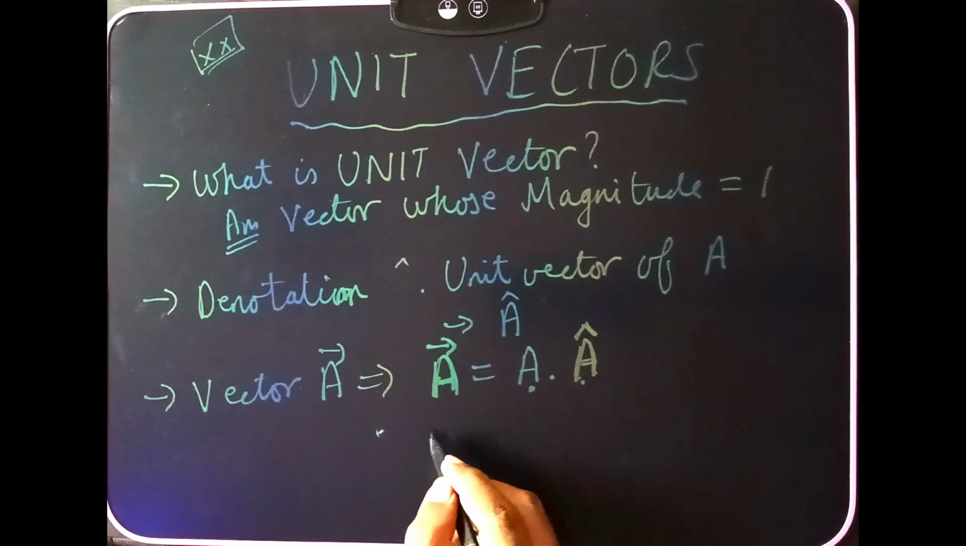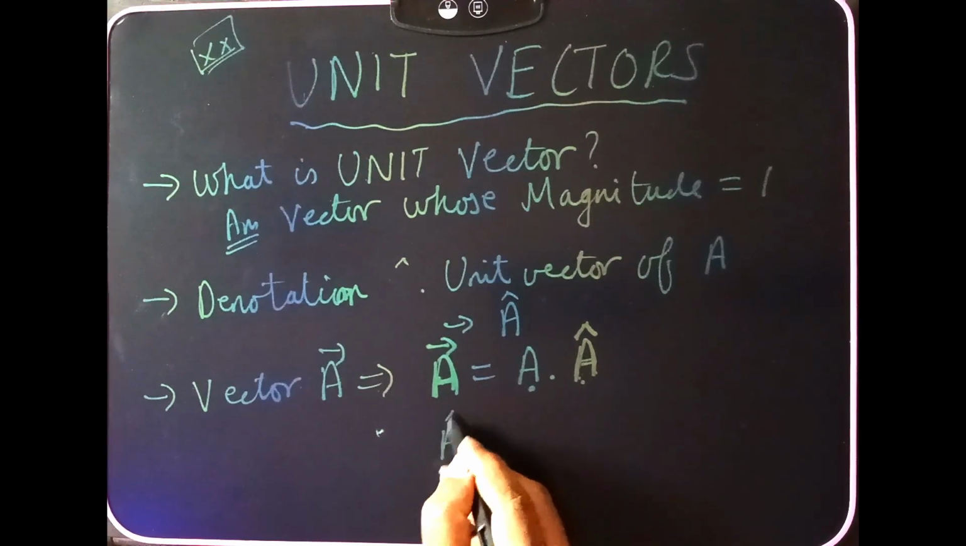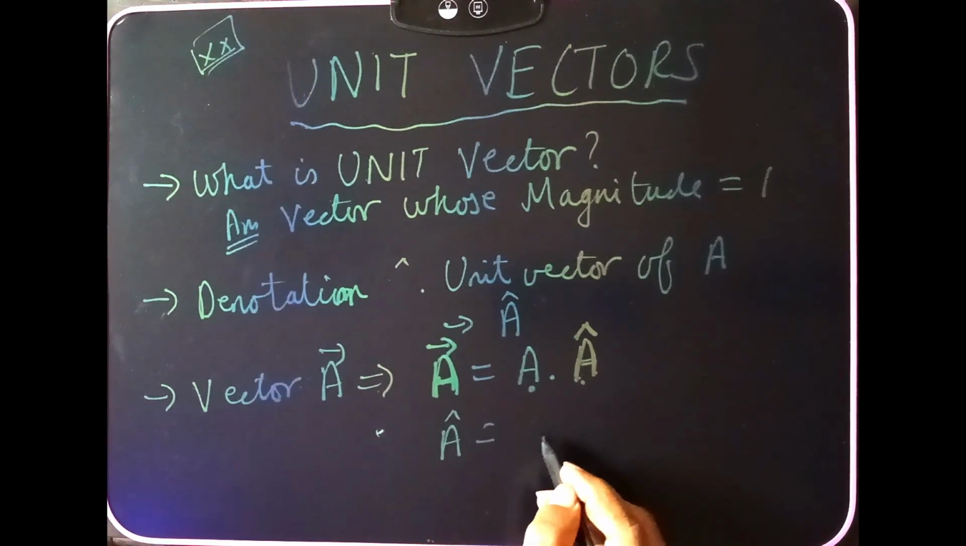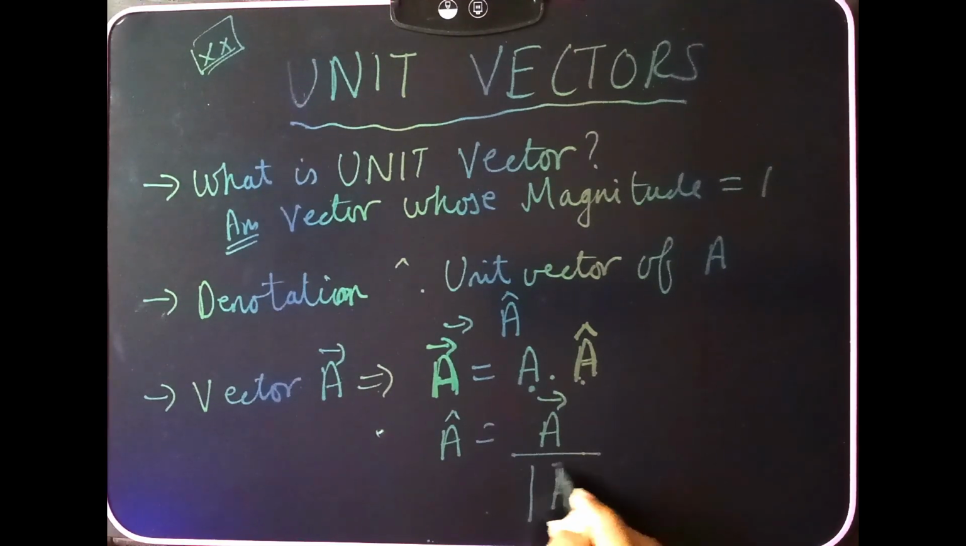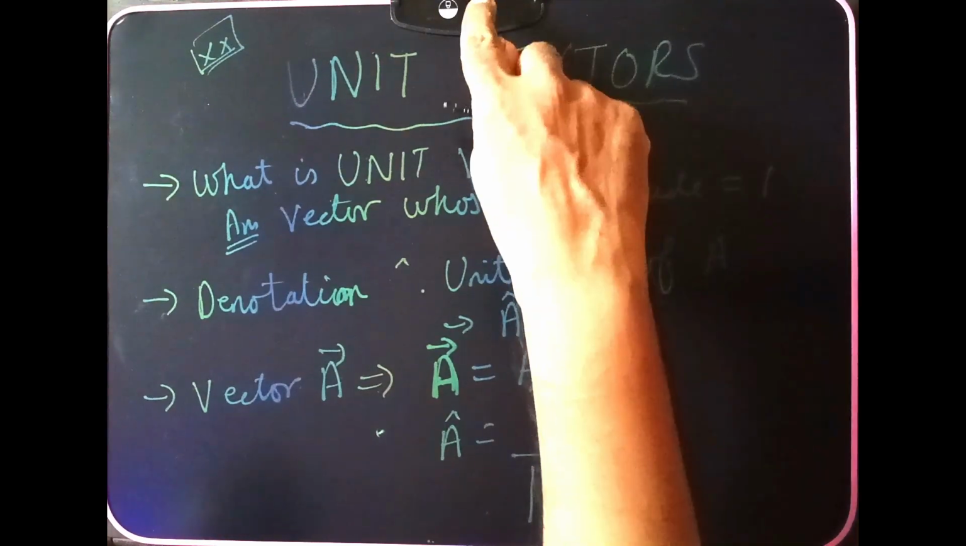So how do we find the unit vector? The unit vector we can find as A divided by the magnitude of A. We write it this way. So where does the concept of unit vectors come in helpful? Let us see that in the next slide. I'll clear this.